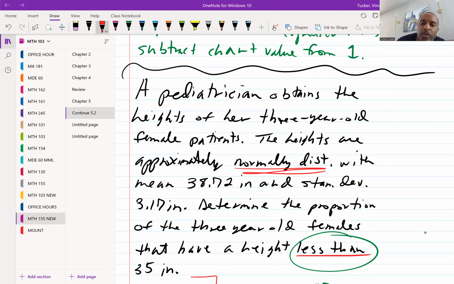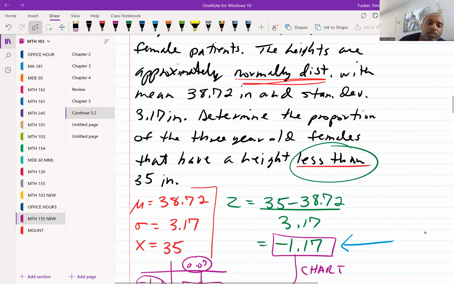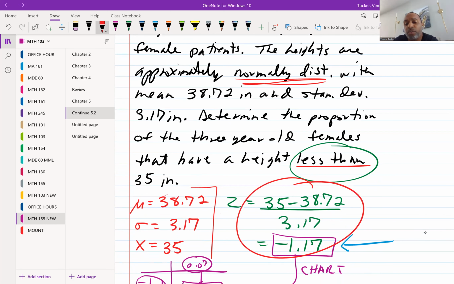All right. So first of all, start off with the given information right here. 38.72 is our mean, 3.17 is our standard deviation, and our data value is 35. And then from there, plug it into your z-score formula. 35 minus 38.72 divided by 3.17, and that'll give you negative 1.17. So before we go any further, make sure you're okay.